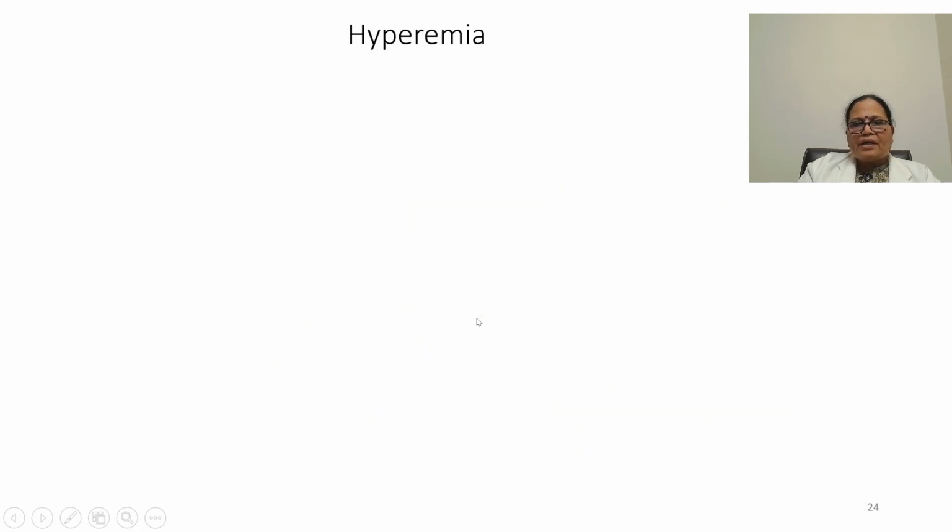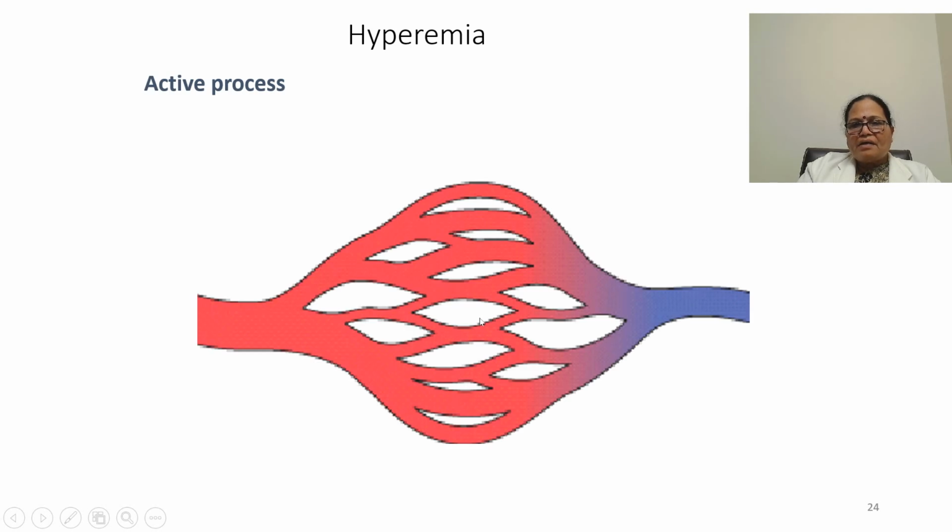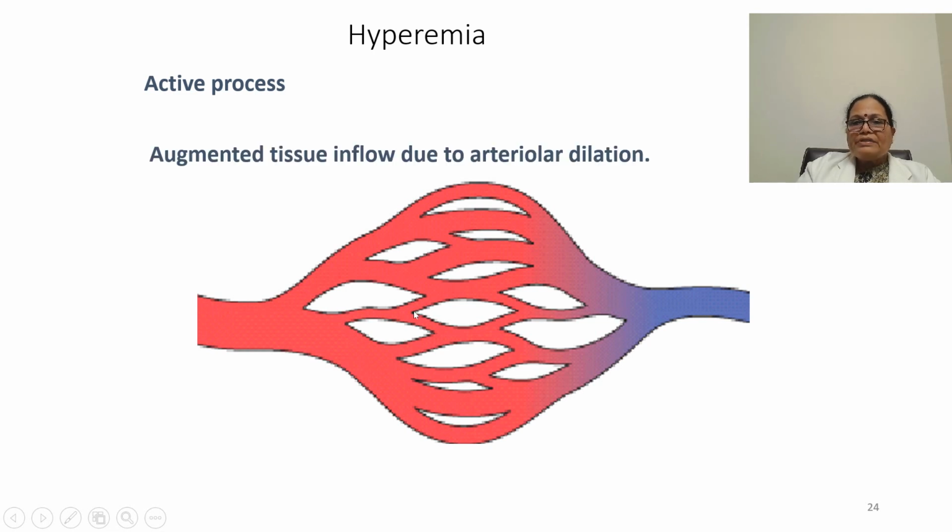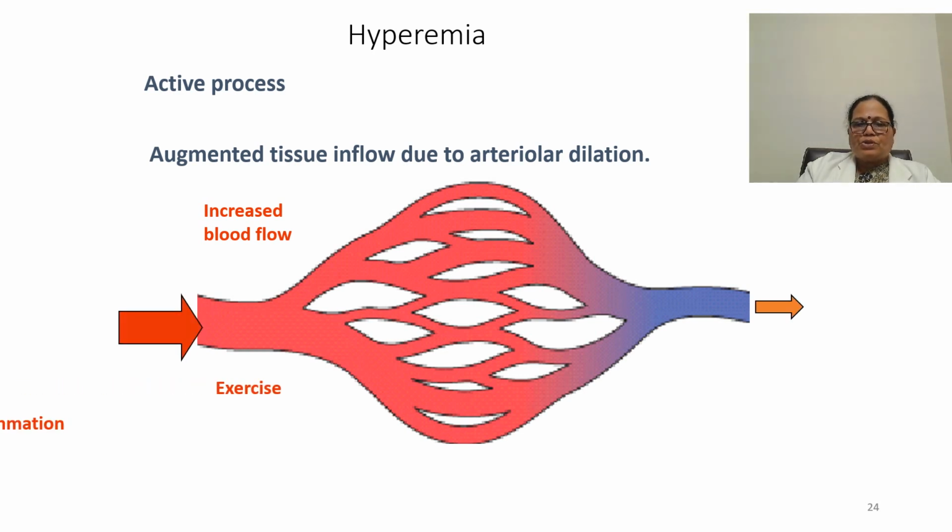Okay. Now, when there is hyperemia, what difference do you notice? There is less of the blue color, more of the red color. This is an active process. There is augmented tissue inflow, with arteriolar dilatation. So, increased blood flow and there is decreased output, due to exercise and inflammation. The affected tissue is red.